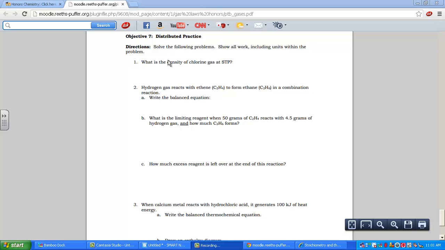Here's our last test objective on practice test B. Objective 7 is distributed practice. We're going to see a series of familiar equations, familiar problems. First one is asking about the density of chlorine gas at STP.